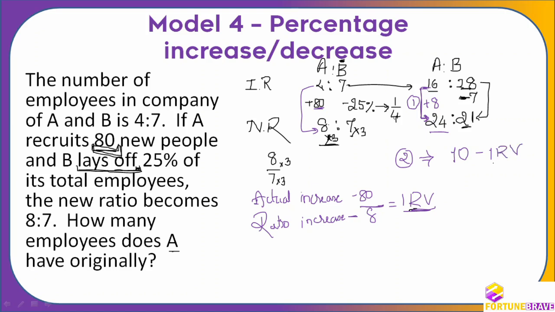Once I get one ratio value as 10, I'll be able to find what I need to find out. How many employees did A have originally? So this is the original number. 16 is the original. Now we are not going to work with this, because this is not the ratio we are working with. We are working with this ratio. So 16 is the original number of the ratio. So I got 1 ratio value as 10, I have to multiply by 16. So I will get the original number of employees, that is 160. You will be able to find anything.